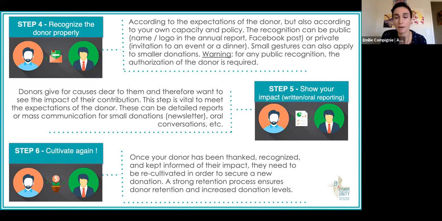And the final step that is also very important is, once you go through all of this and the project is over, you retain your donor, keep contact with them, nurture the relationship, ask again, cultivate again. So once your donor has been thanked and recognized, you recultivate them to secure a new donation. That's the point of stewardship, in the end, to try to renew the donation again and again.